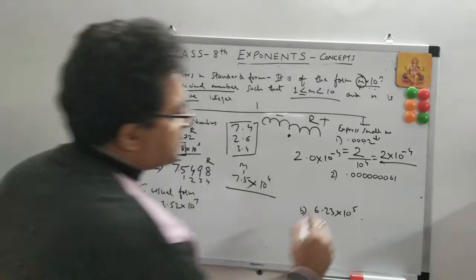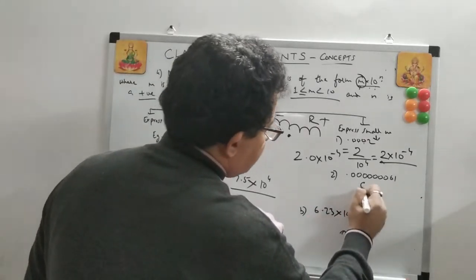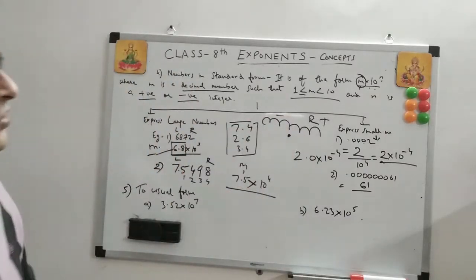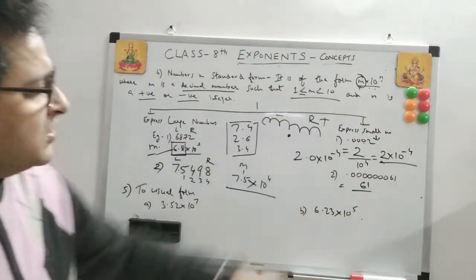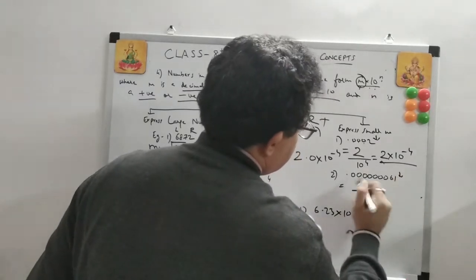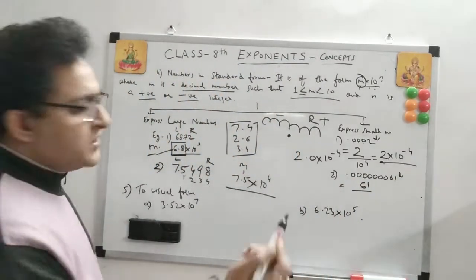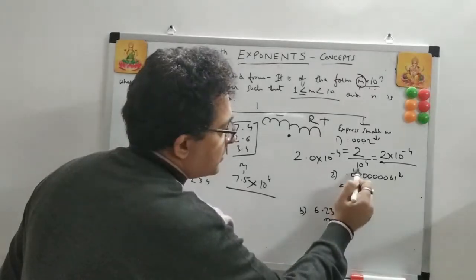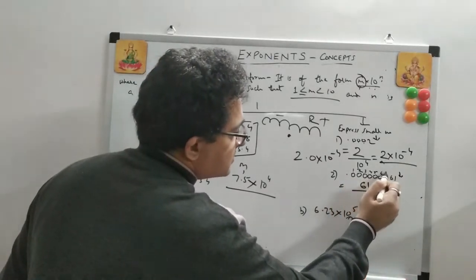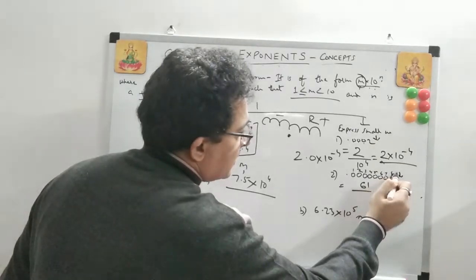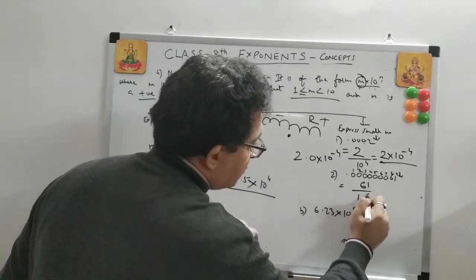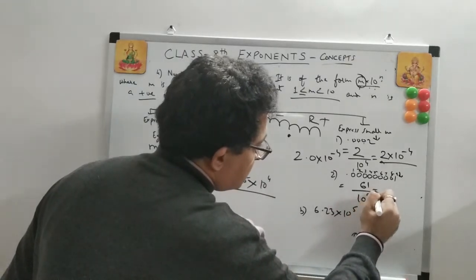Let's take this. How many digits do you have to shift? This will be 61. Always first of all write this step so that you don't forget anything: 61 upon 2 upon 61 upon. Now we have to bring the decimal here. How many decimal points do you have to shift? 1, 2, 3, 4, 5, 6, 7, 8, 9 decimal points. This will become 61 upon 10 to the power 9. Simple.